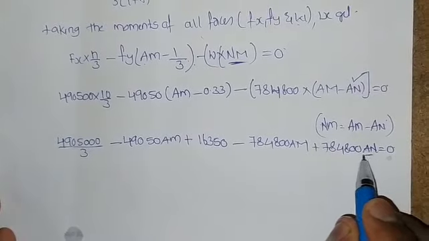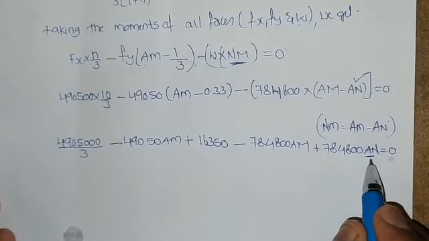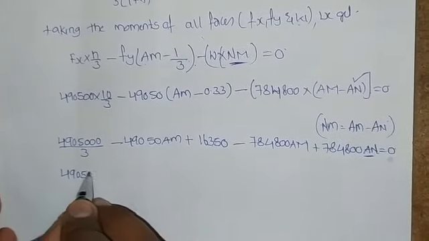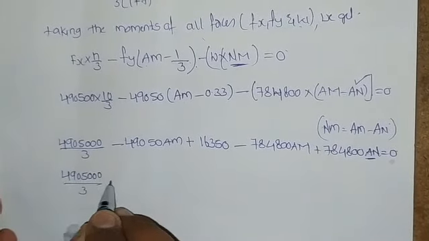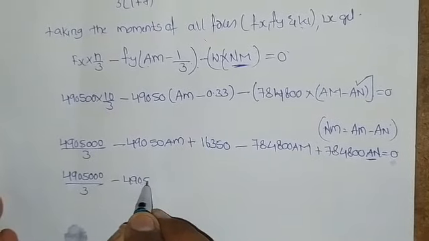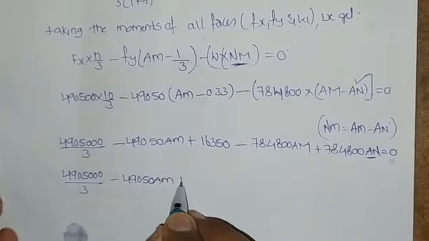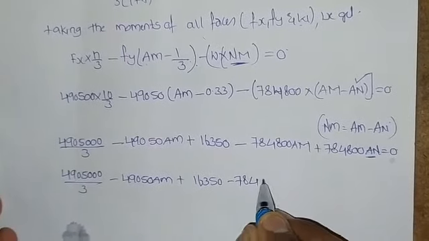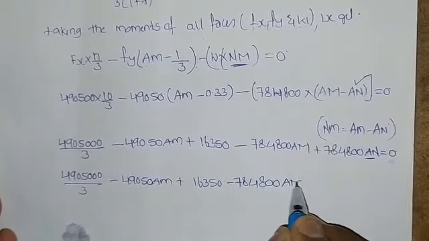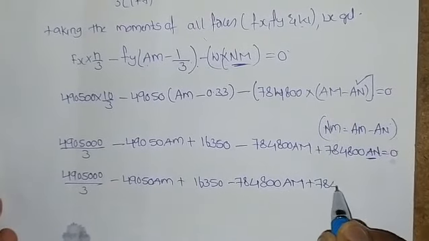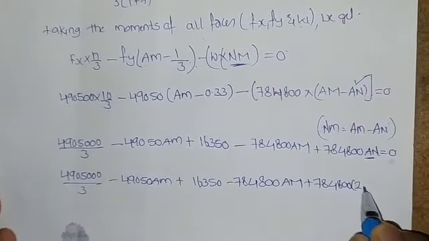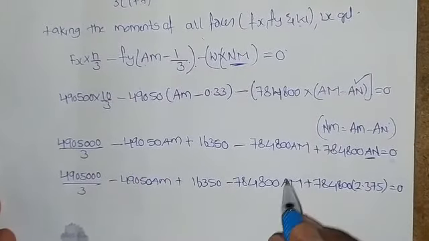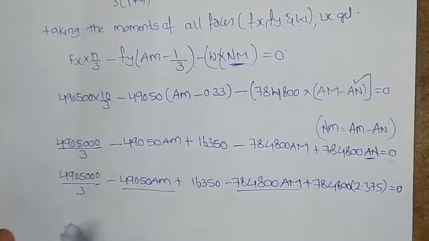We know the value of AN is 2.375. Substituting that value: 490 divided by 3 minus 49050 into AM plus 16350 minus 784800 into AM plus 784800 into 2.375. So by resolving the constant components, we get AM.